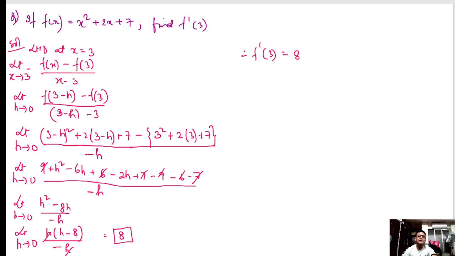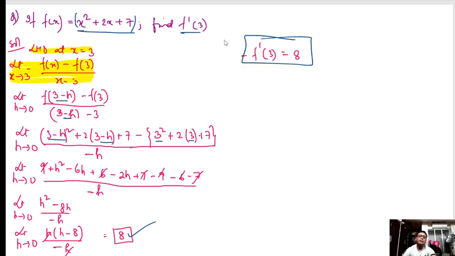Now the next sum says this is our function, find f dash 3. That means I have to test the derivative at x equal to 3. So less than 3, left hand derivative. That means in place of x I will put 3 minus h. So I will choose this equation, and in place of x I will put 3 minus h, and here in place of x I will put 3. So solving it, we are getting this. Okay, so this is our f dash 3.